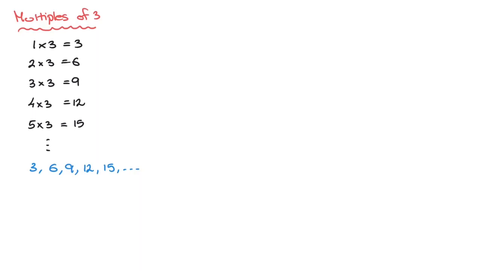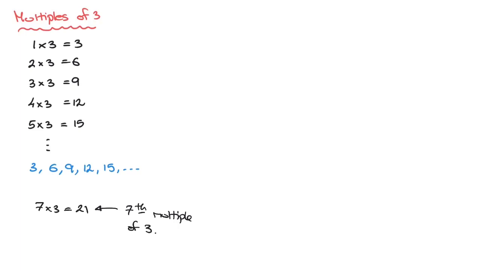Now, let's say we were asked to find the 7th multiple of 3. Well, to find the 7th multiple of 3, we would simply need to multiply 3 by 7. That's 7 times 3, which is equal to 21. And so 21 is the 7th multiple of 3.